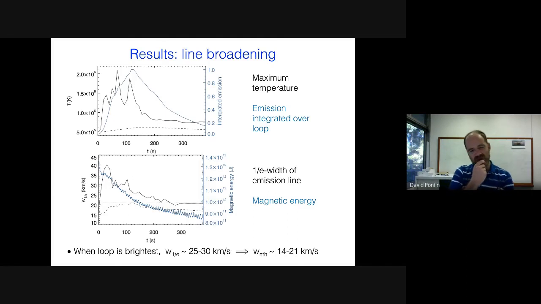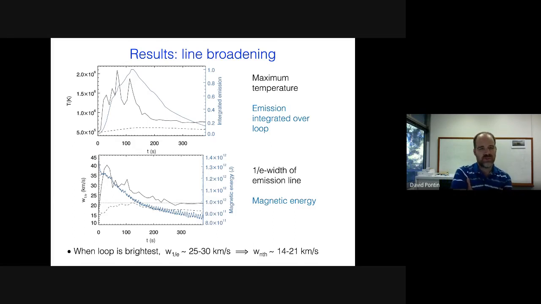In the bottom plot, in the blue curve, we see the magnetic energy. So that's showing us that we have this relaxation to a lower energy state. And we've also plotted the 1/e width of the synthesized emission line, which shows us where we have the 1/e width on the vertical axis there for the black curve.